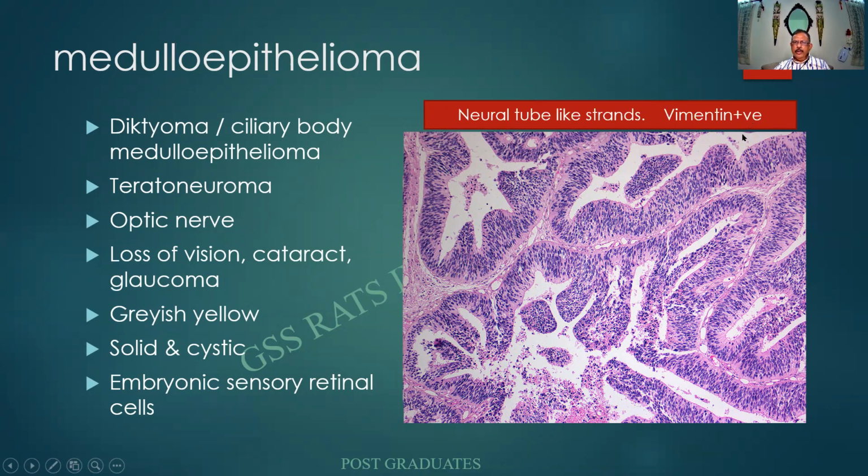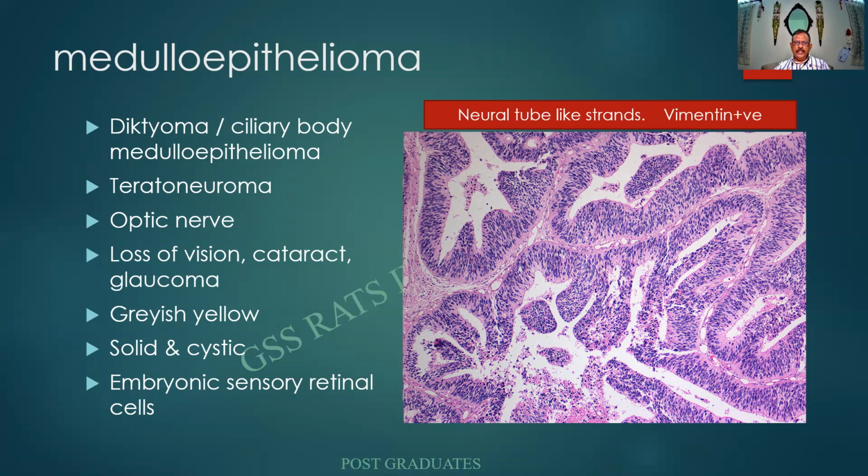An important point of clinical significance is dictyoma, or the ciliary body medulloepithelioma. The patient comes with immense ocular pressure and blindness. Because of the compression of the optic nerve, there can be a loss of vision, there can be a cataract, there can be a glaucoma. So it comes more in as an ophthalmological emergency. The tumor is grayish yellow, solid or cystic, and embryonal sensory retinal cells are being affected by it.